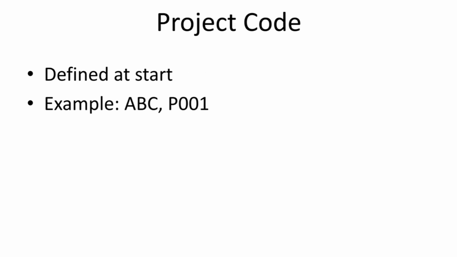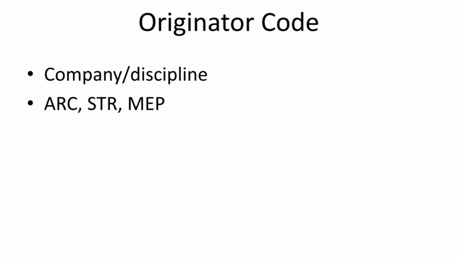The project code is defined at the beginning of the project. It is usually short, around 2 to 6 characters, and remains the same for all the project files in the folder. For example, ABC. The originator code identifies the company or team responsible for the file. For example, an architecture firm can use an originator code as ARC or based on their company name. This helps quickly identify who created the file.